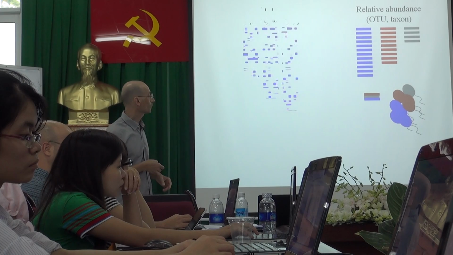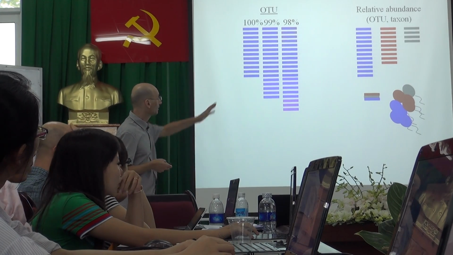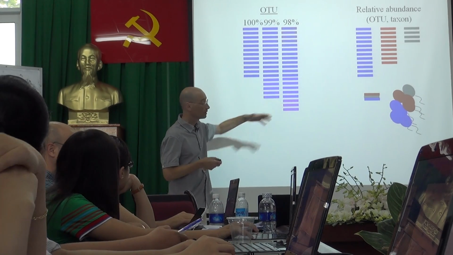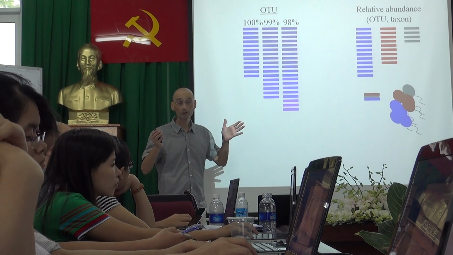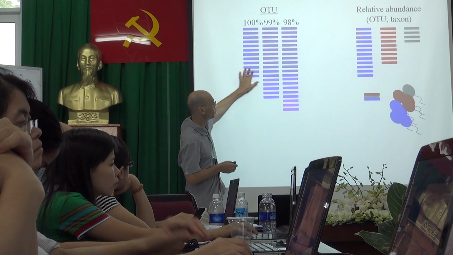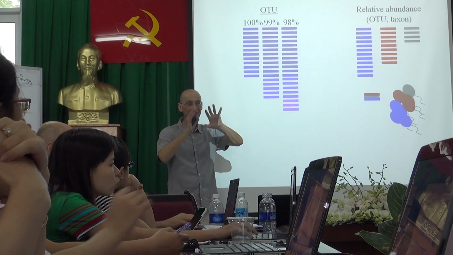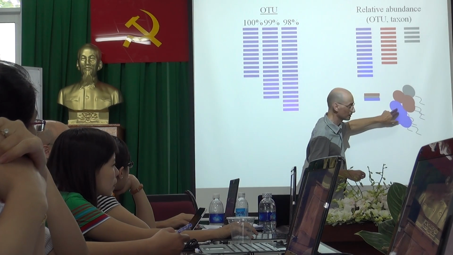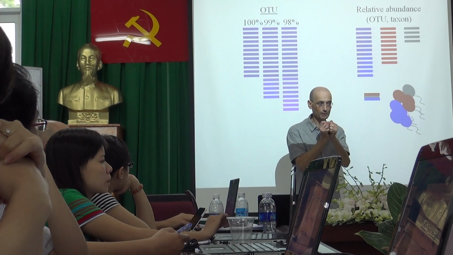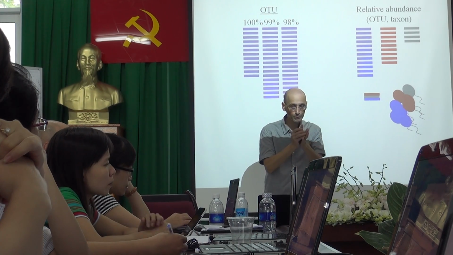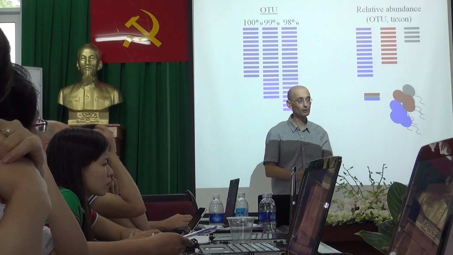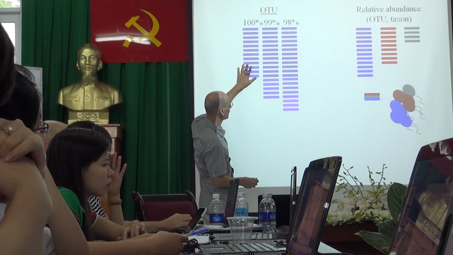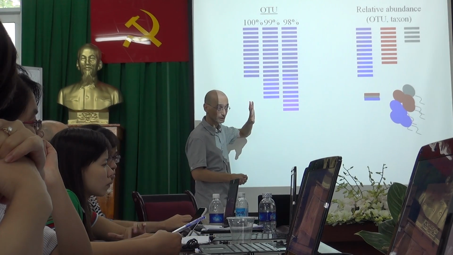Okay? So, and this is exactly what I said. You can define, if you want, you can define one OTU only the sequences which are exactly the same. So, for instance, if these blue guys here, they have exactly the same sequence, 100% identical, well, we will define them as one OTU. Okay?